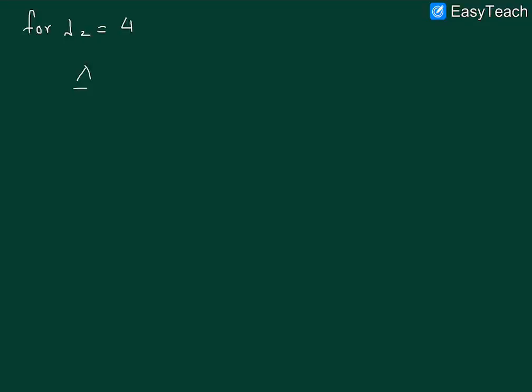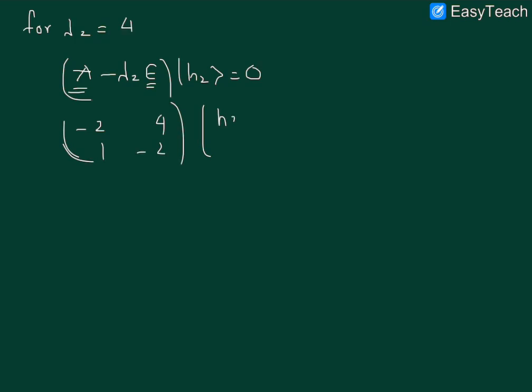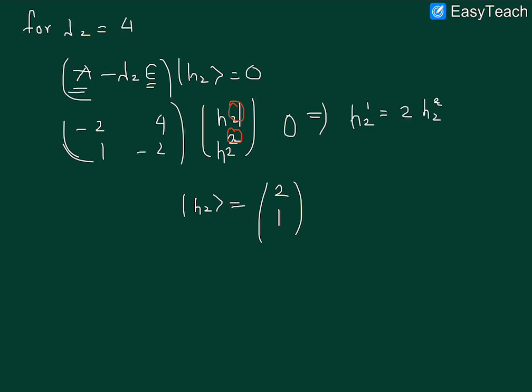And for lambda 2 equals to 4, my eigen equation will be something like A minus lambda 2E times h2 equals to 0. So minus 2 4 1 minus 2, times h21 h22, equals to 0, and that gives me an equation h21 equals to 2h22. So one thing you need to know, that these 2 or 1 which I am putting as superscript are not squares, these are just notation that I am using as of now. So my h2 becomes 2 1, because I have kept my h22 as 1, then it gives me this as eigenvector.